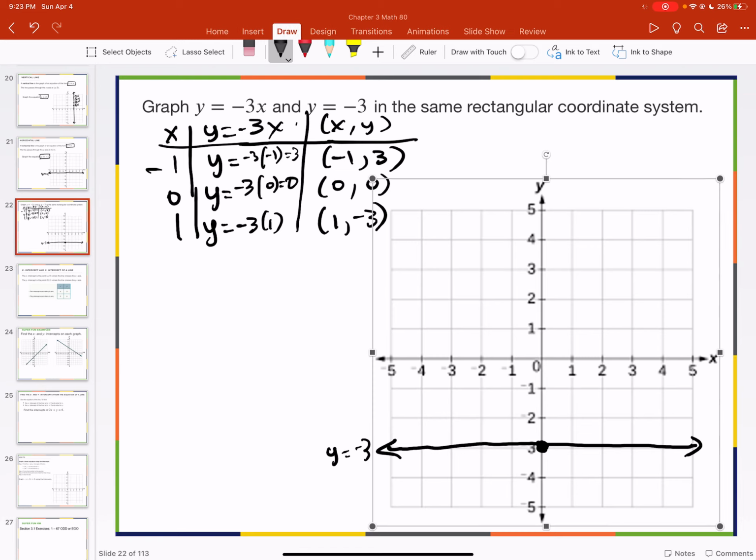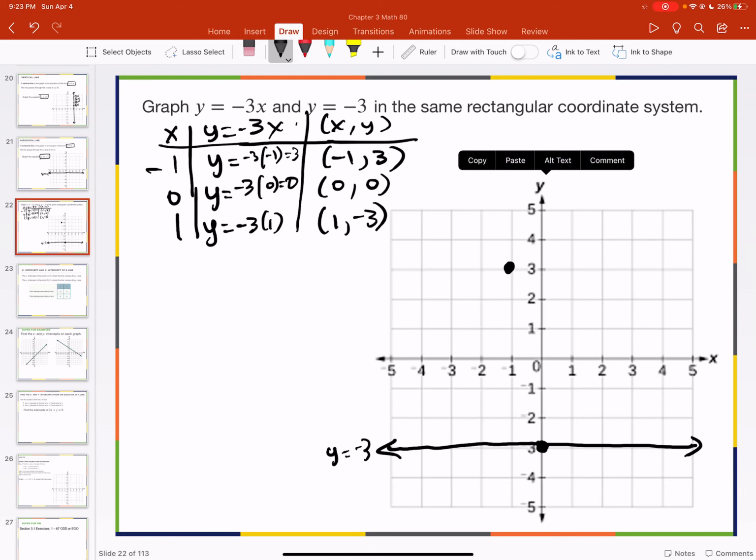So notice that it's different. (-1, 3) goes up here, (0, 0), and then (1, -3). So you see that one is a line, which later on we're going to talk about slope. This has slope negative 3. And then the other line is just a straight horizontal line crossing the y-axis at negative 3.